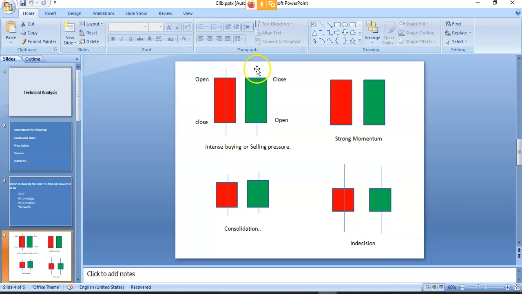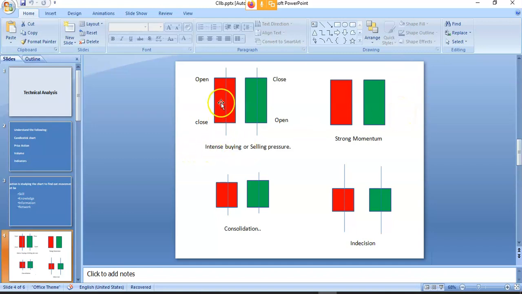There are some candlesticks that don't have the wick. They just have a full body, and some just have one long wick and a tiny body. They all represent different things.